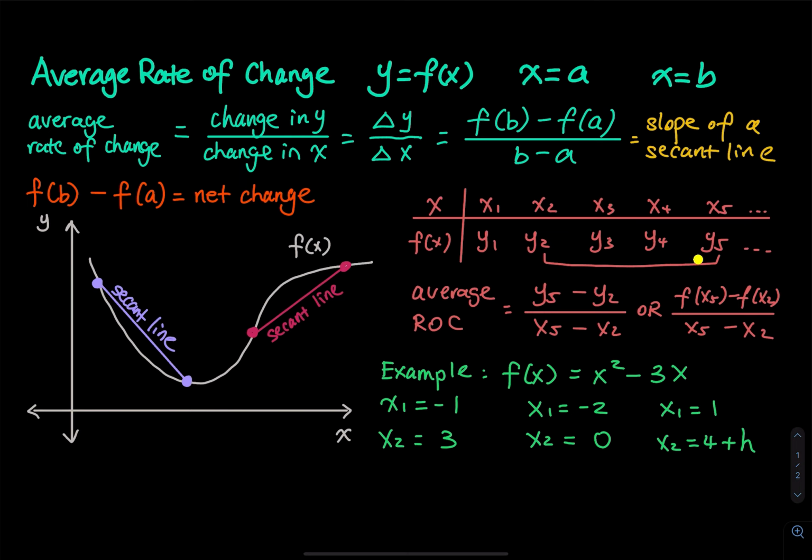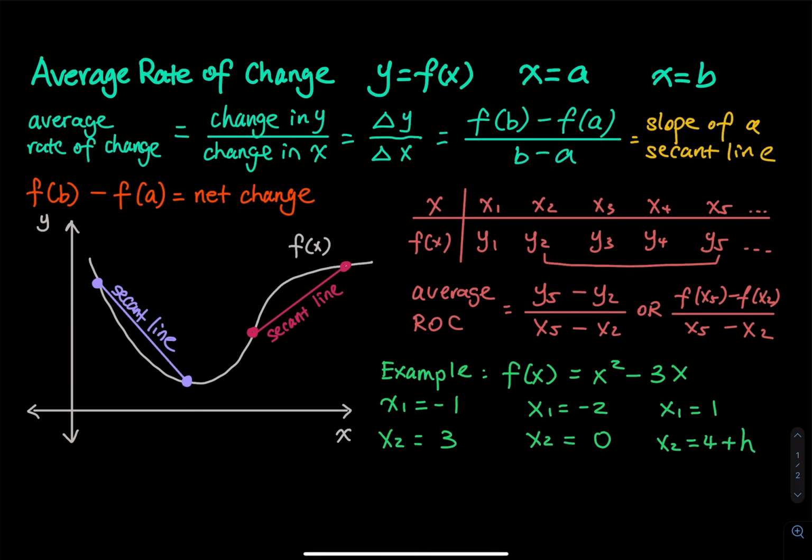This is easy. Just like finding the slope of a straight line, we use y5 minus y2 over x5 minus x2, or you can say f of x5 minus f of x2 divided by x5 minus x2. That is just like finding the slope of a straight line. Remember that for the slope of a straight line, you have 2 points on a graph, you use y2 minus y1 over x2 minus x1. This is completely the same.